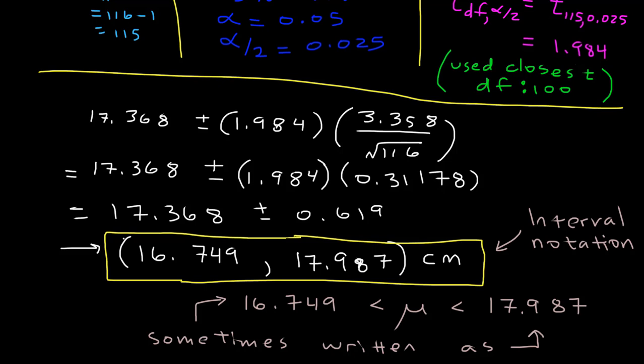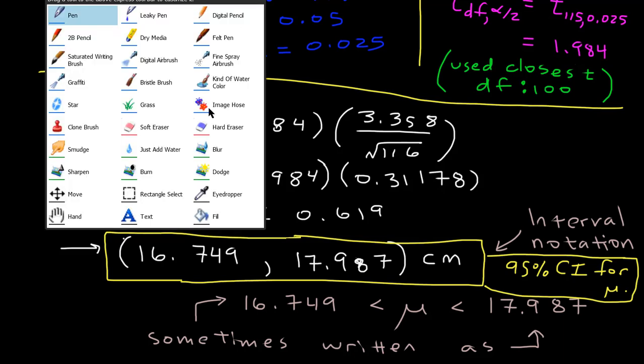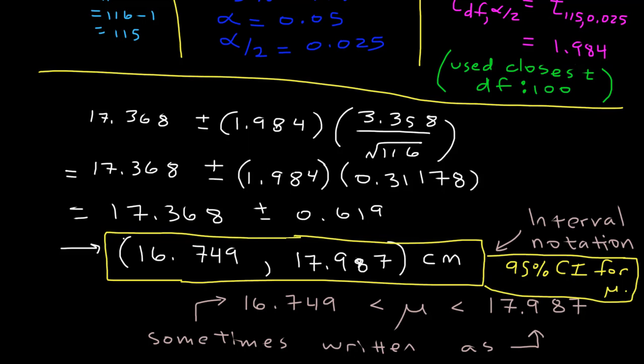Well, that's great. That was an example of using data to construct a confidence interval. Now this was a 95% confidence interval. I'm going to write that here, 95% CI for mu. Remember, we don't know mu. We don't know the population mean. So let's discuss how to interpret these values.